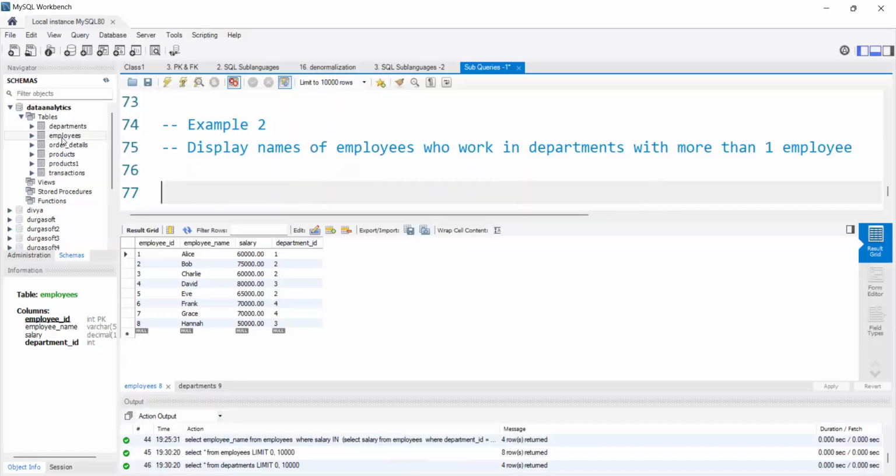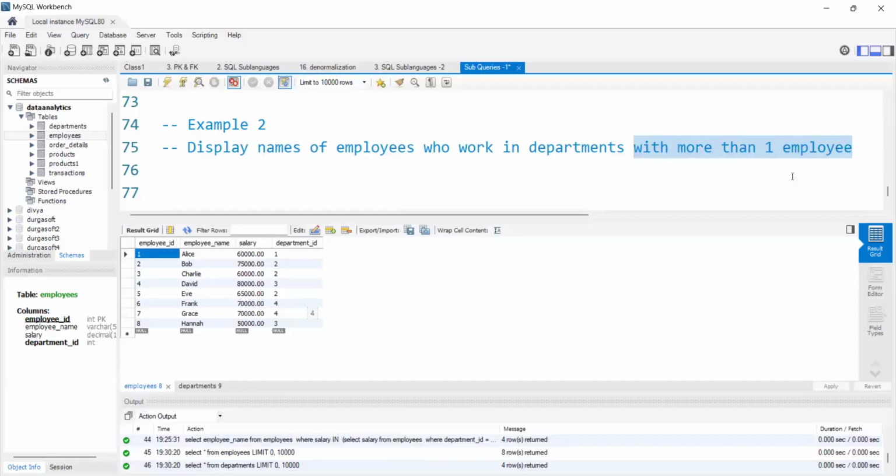If we see the output directly, in department ID 1 we have only one employee. In department ID 2, 3 employees are working. In department ID 3, 2 employees are working, and in department number 4, 2 employees are working. I want to display the details of employees who work in departments with more than one employee. Only department 1 has one employee, so in our output we have 2, 3 and 4. First we need to find in which departments multiple employees are working, correct?